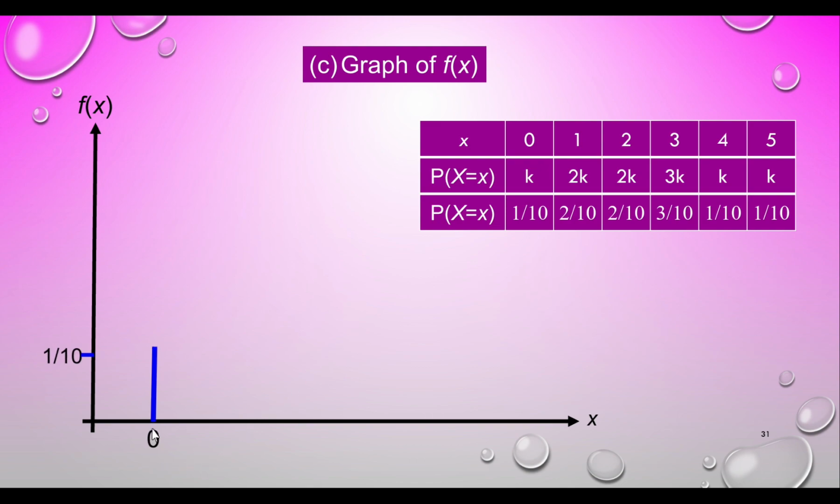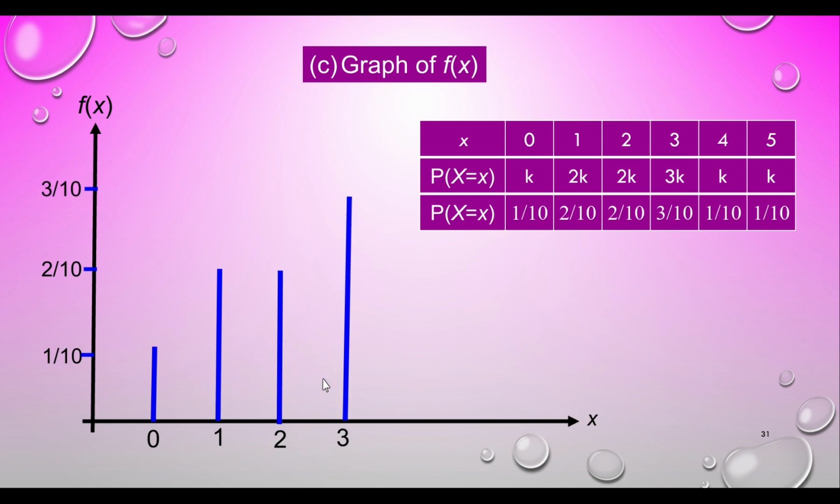When x equals 0, P(x equals 0) is 1 over 10. We can draw a straight line parallel to the y-axis. Do the same thing for x equals 1, x equals 2, x equals 3, x equals 4, and x equals 5. Finish. This is a graph of the probability distribution function.